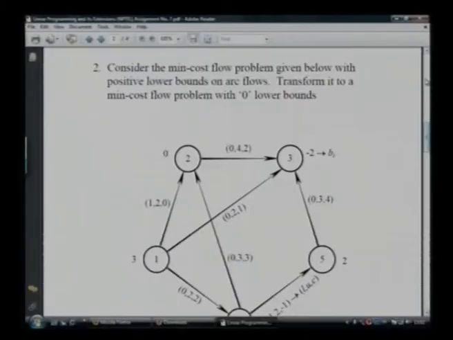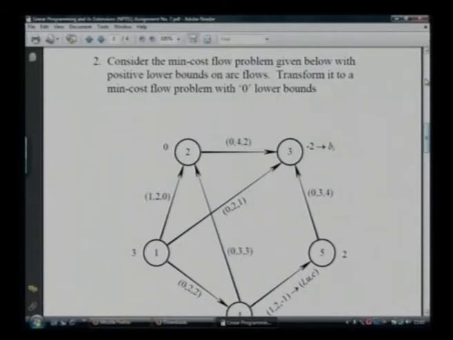Okay. Then go to second problem, which is, now what am I asking you to do here? Yes, this is the min-cost flow problem given below with positive lower bounds. I had mentioned to you how to take care of lower bounds if you have, because we were all the time taking lower bounds to be zeros, but now here you see, for example, from 1 to 2 there is a lower bound of 1 unit. That means you must, in any feasible flow, send 1 unit of flow from 1 to 2.